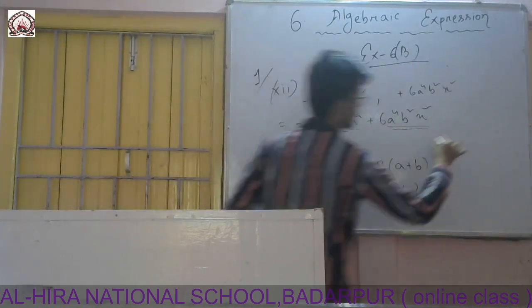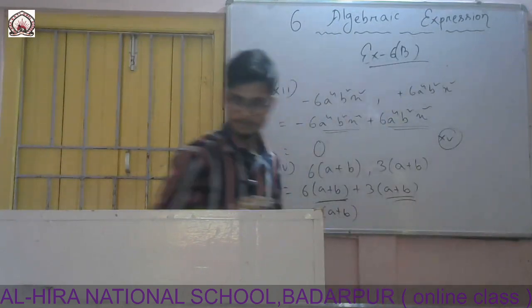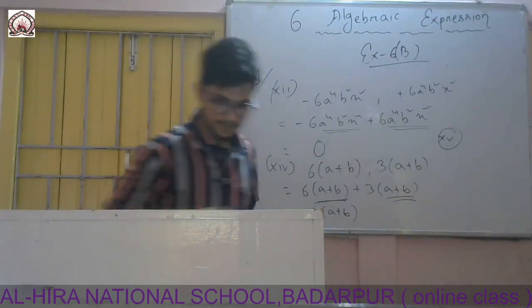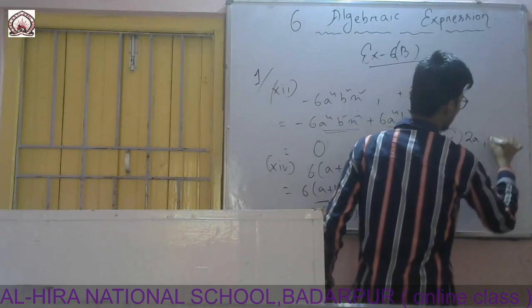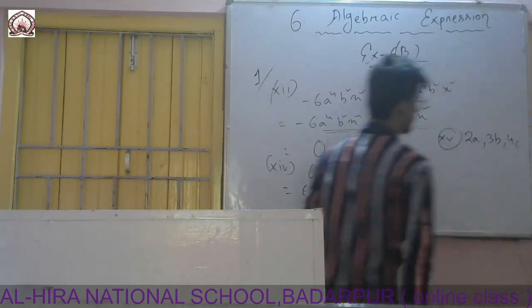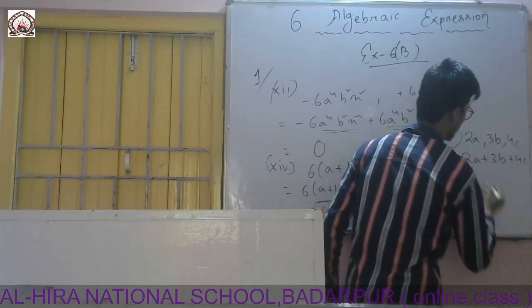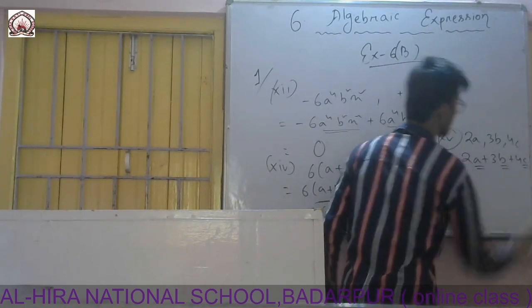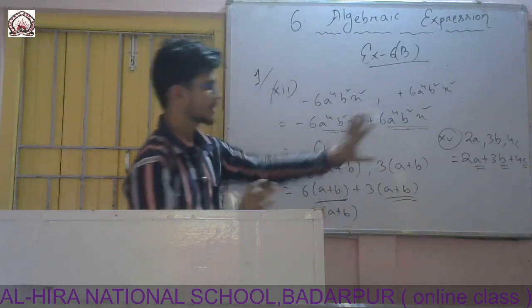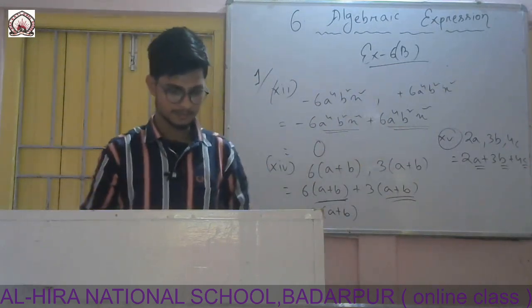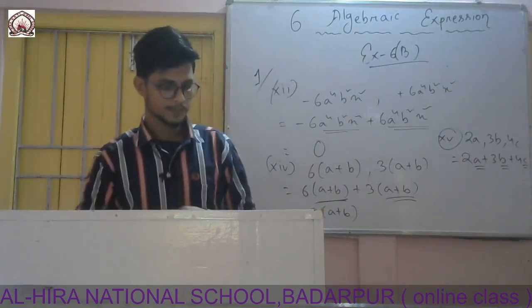And then 15. The terms are 2a, 3b and 4c. If I add these terms, it will be 2a plus 3b plus 4c. Since all the terms are different, these are unlike terms. So I will keep this same, no need to change anything. Okay, now question number 2, simplify.